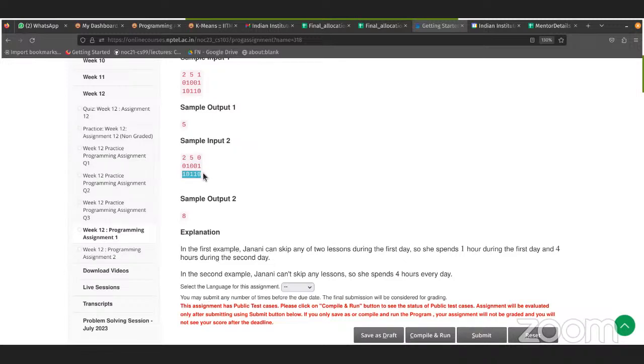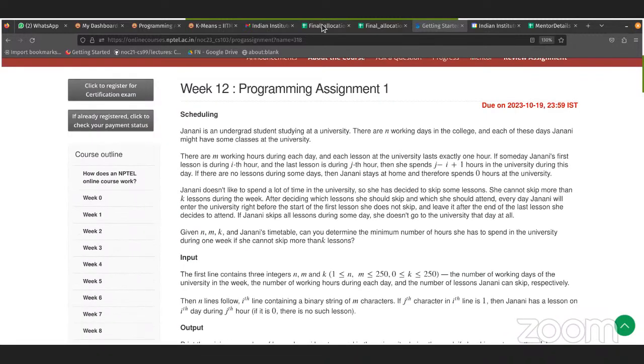Basically, it's the number of ones in the whole thing. So 1, 2, 3, 4, 5, 6, 7, 8. So all the classes she has to attend, literally. So this is the problem statement. I believe it is understandable.